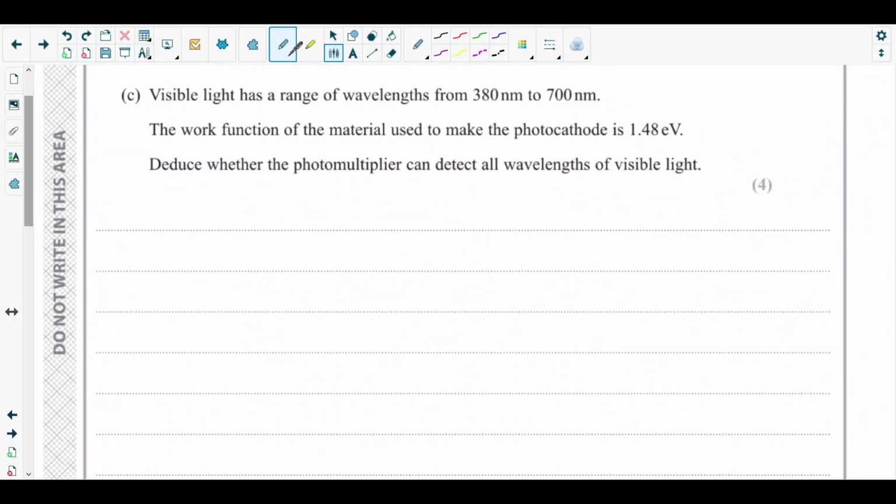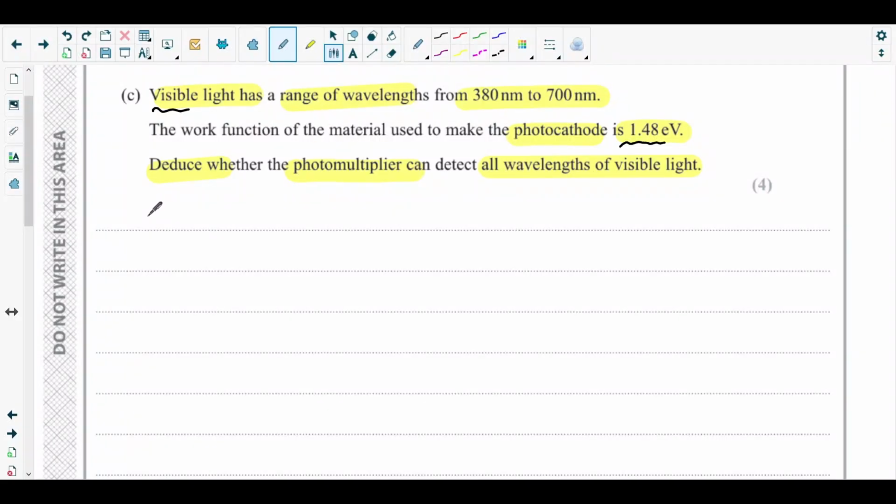In part C, the question says visible light has a range of wavelengths from 380 nanometers to 700 nanometers. The work function of the material used to make the photocathode is 1.48 electron volts. The question is asking to deduce whether the photomultiplier can detect all wavelengths of visible light. The work function is given, so we need to consider the maximum possible photon energy and the minimum possible photon energy of the photons of visible light.